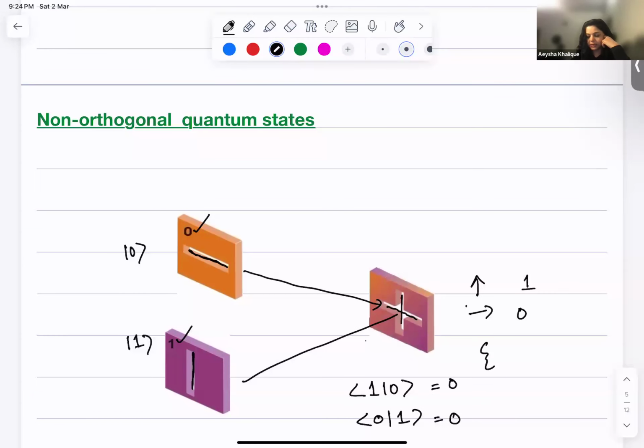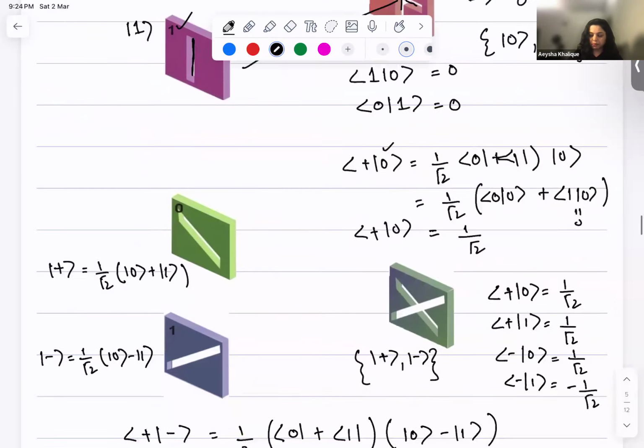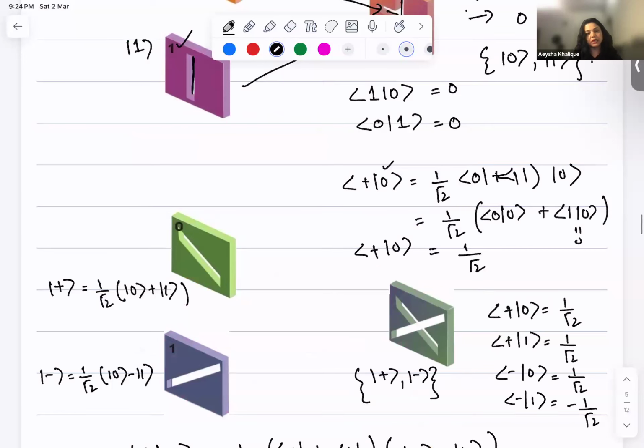This is the basis set of 0 and 1, which are the horizontal-vertical basis, right? So we have come across two basis sets, 0 and 1, and plus and minus, and these two basis sets are non-orthogonal to each other, but the basis states within each set are orthogonal. Okay, so let's go ahead.